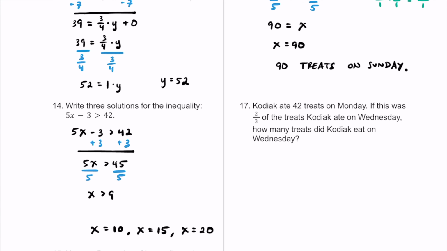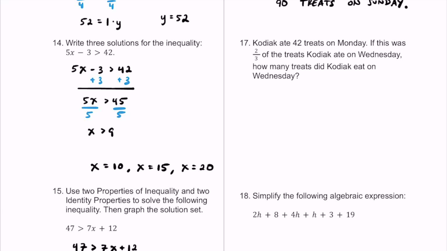For number 17, Kodiak had 42 treats on Monday. If this was 2/3 of the treats that Kodiak had on Wednesday, how many treats did Kodiak have on Wednesday? Well, 42 is equal to what? It's equal to 2/3 of whatever was had on Wednesday. Now let's use the variable x to represent what he had on Wednesday. So 2/3 of that is equal to 42.